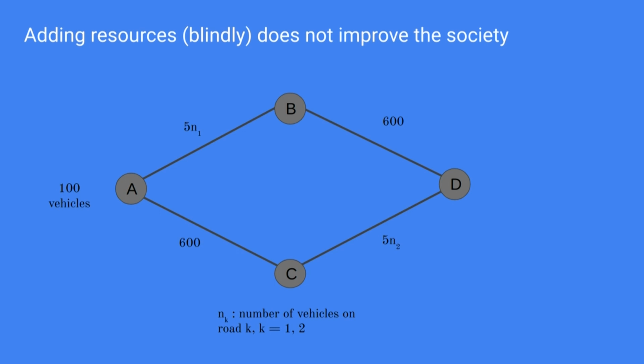There are special characteristics of each of these roads. The roads A to C and B to D are wide highways, where it does not really matter how many bicycles are moving there. It always takes 600 seconds to go from A to C, and similarly from B to D. A to B and C to D are congested lanes, and if the number of vehicles increases, your travel time increases. One vehicle takes 5 seconds, two vehicles 10 seconds, and so on. So N is the number of vehicles traveling on these roads.